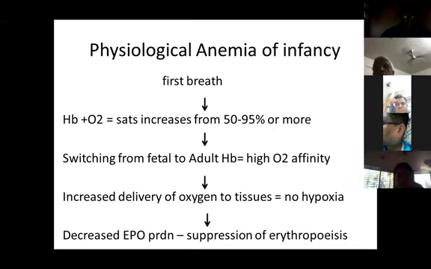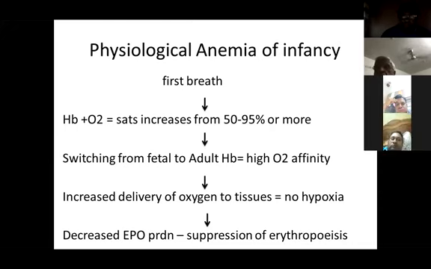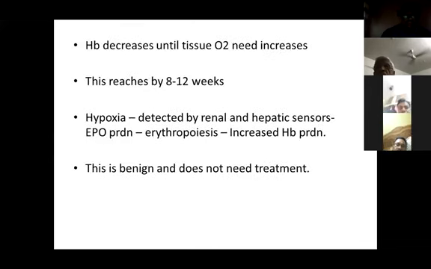So, and then there is also switching from fetal to adult hemoglobin, which has more oxygen affinity. Because of this, there is no hypoxia, and EPO production gets suppressed. And because of this, there is suppression of erythropoiesis and hemoglobin decreases. What happens is, until about 8 to 12 weeks, the hemoglobin level drops and hypoxia takes place, until the baby can tolerate it.